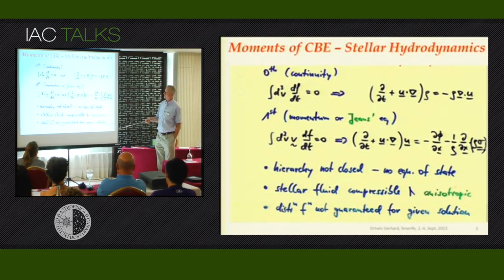That's the formal reason. The underlying physical reason, or mathematical if you like, is that you're trying to approximate the velocity dependence of a function by a set of moments. And of course, if the velocity structure is arbitrary, you need an infinite number of moments in order to characterize that velocity dependence. So it can't be closed mathematically.